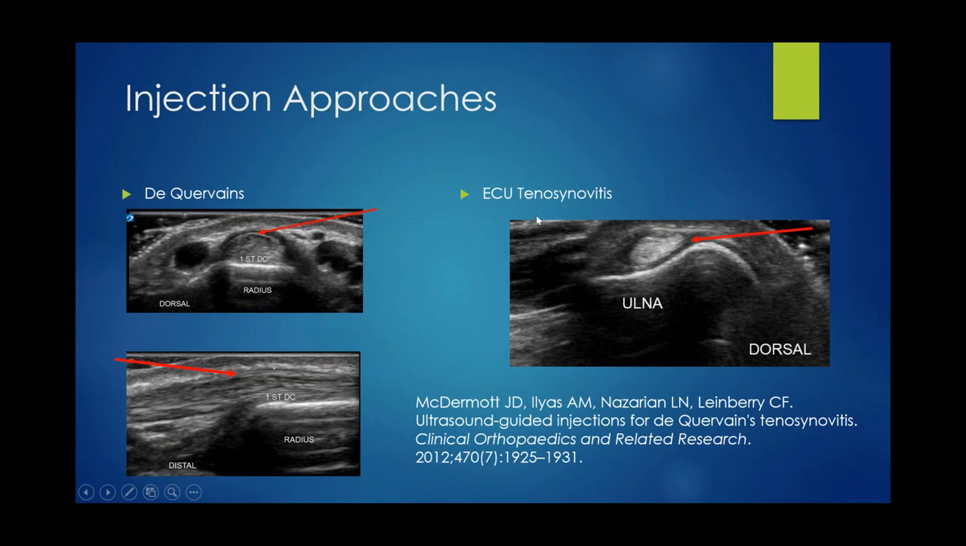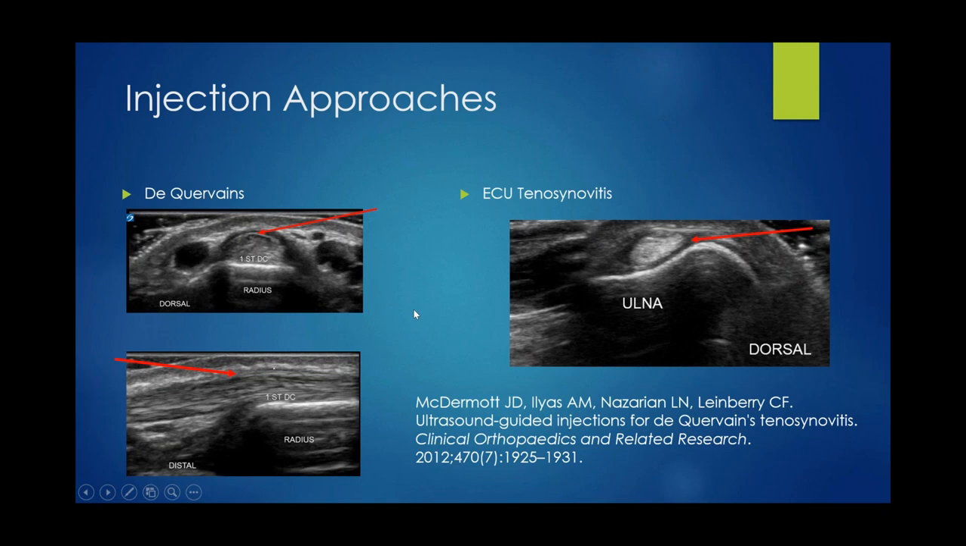The extensor carpi ulnaris can also be targeted easily. Typically, the forearm is pronated and the hand is flat on the table. Using a gel standoff window, again, the needle is brought in plane with the transducer but short axis to the tendon. The solution would then be injected into the tendon sheath.